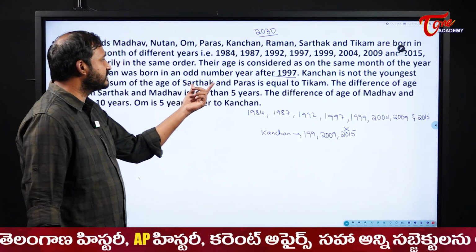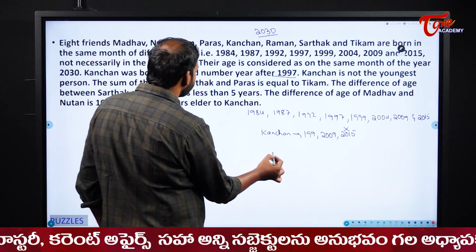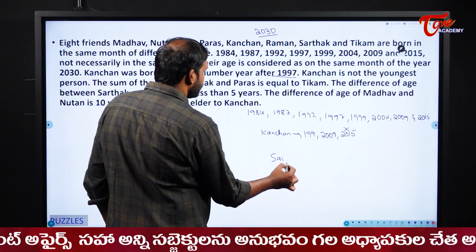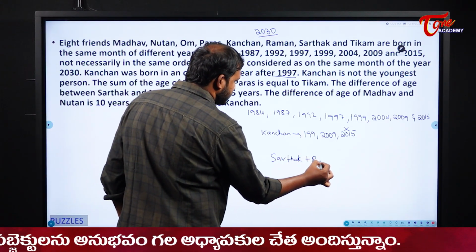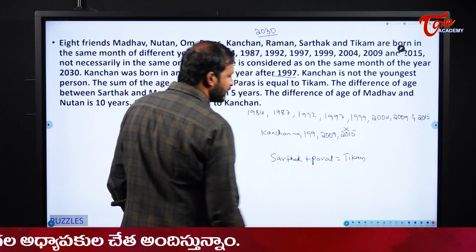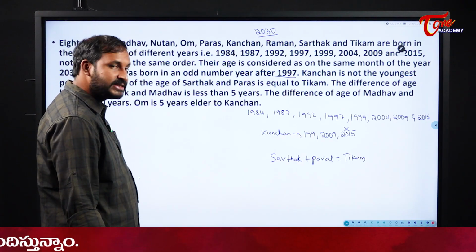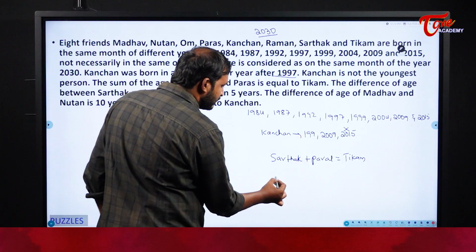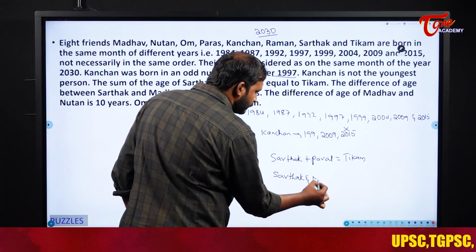The sum of ages of Sardak and Paras is equal to Tikam. Sardak plus Paras is equal to what? Tikam. Sum of age of Sardak and Paras is Tikam. The difference of age between Sardak and Madhav is less than 5 years. Sardak and Madhav.